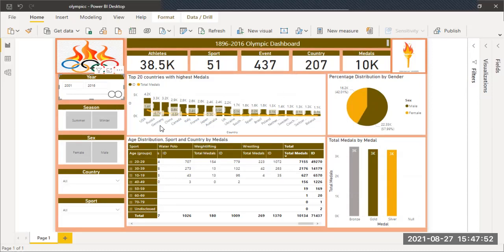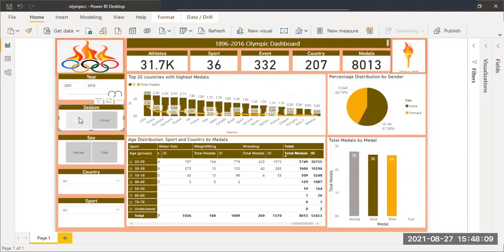Now to compare Olympic events, let's see how the seasons affect them. Let's click on the summer season to find out if we have more events in the summer season than the winter. So in the year 2001, we now have approximately 31,000 or 32,000 athletes performing in the games.